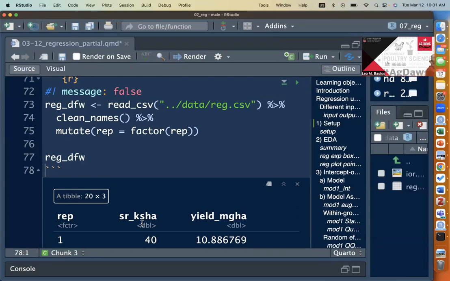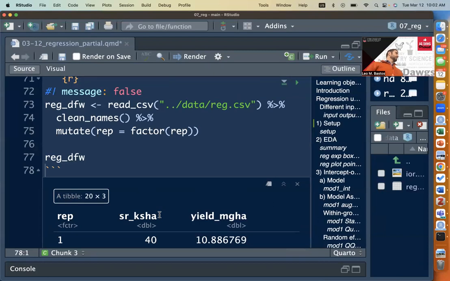And on the previous exercises where we wanted to run analysis of variance, we had transformed our potassium and nitrogen rate to factor as well. We are not going to be doing that here with seeding rates, because if we do that, then we run an analysis of variance. I want to run a regression here.